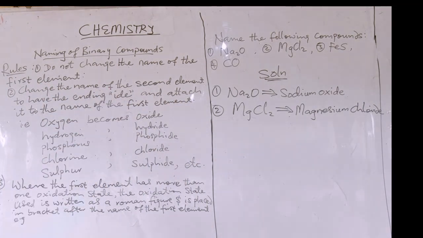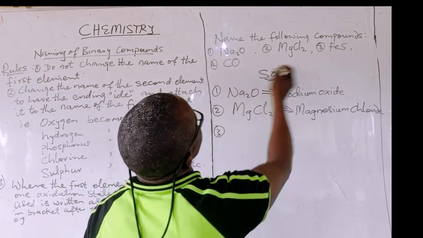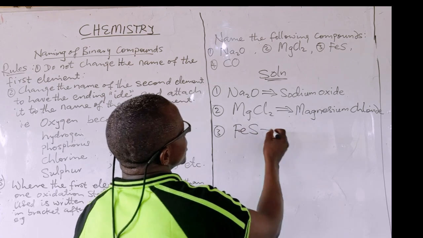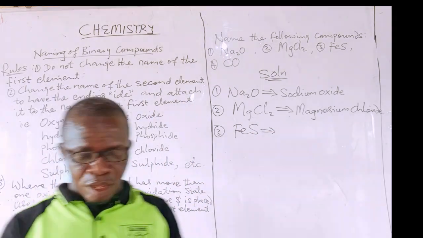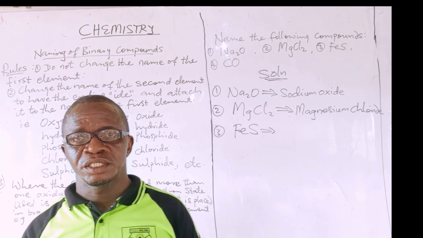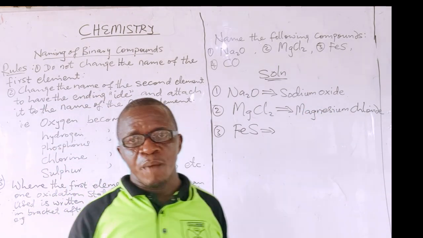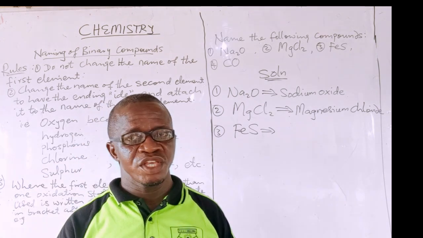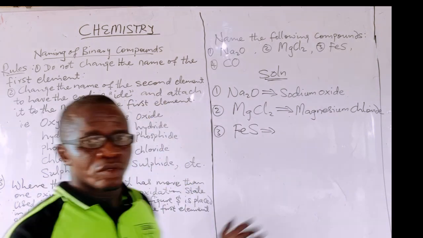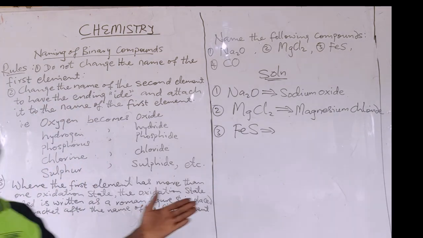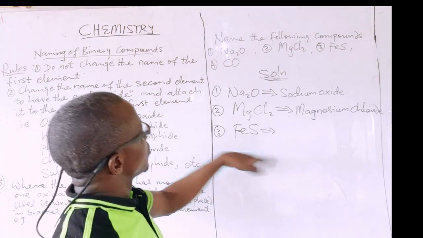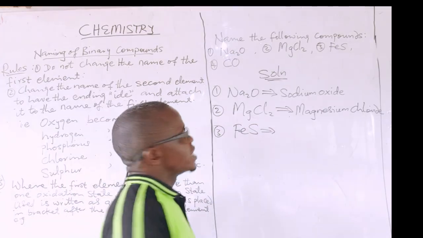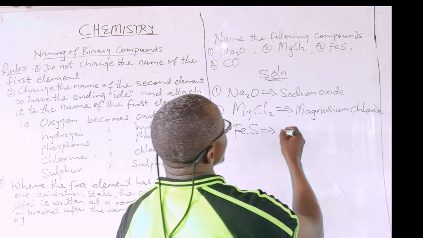Now let's go to number 3 there. Number 3 is FeS. If you can recall, when I gave you the first 20 elements, Fe is not among them. If you go back there and check the first 20 elements, Fe is not among. So the rule number 3 will come into play. But before we go to rule number 3, the first element has a name, and the name is what? Iron. Fe is iron.